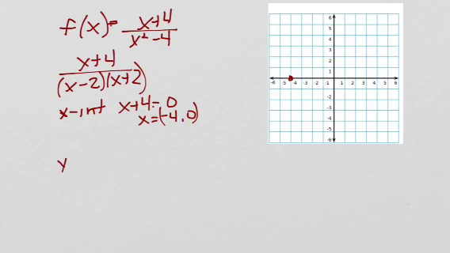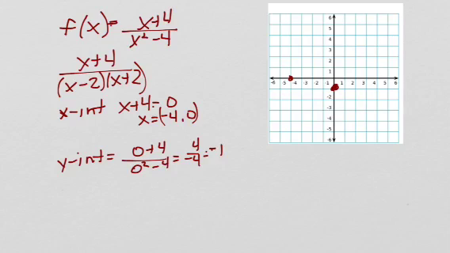I can find my y-intercept by substituting in 0 everywhere, and I get 4 over negative 4, which is negative 1. So I have a y-intercept at 0, negative 1, right there.